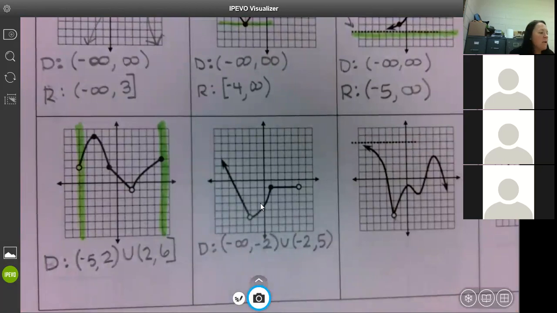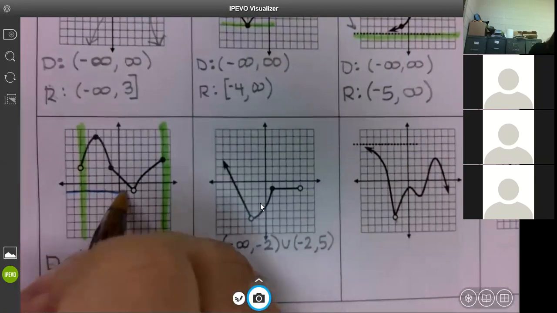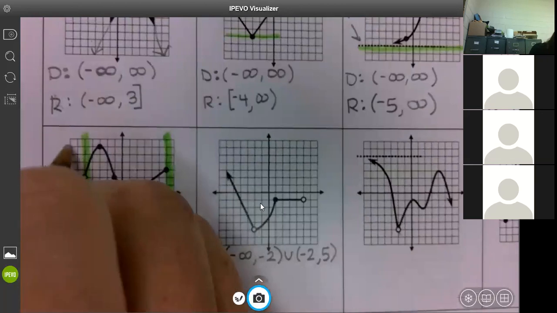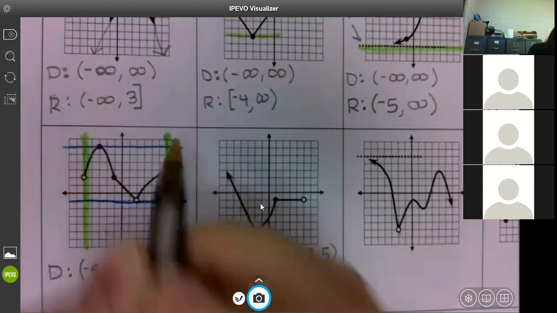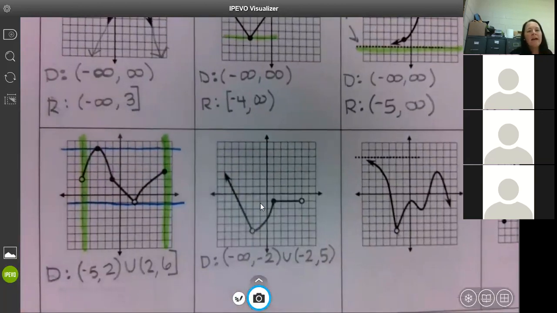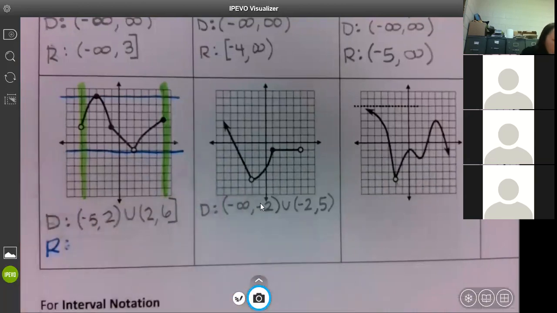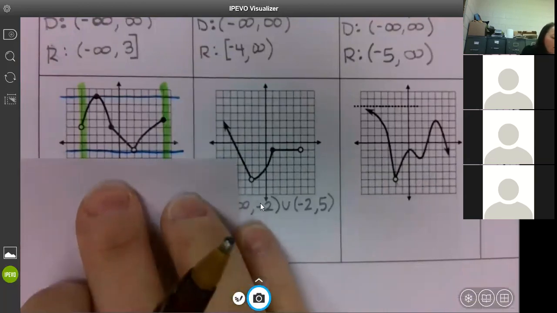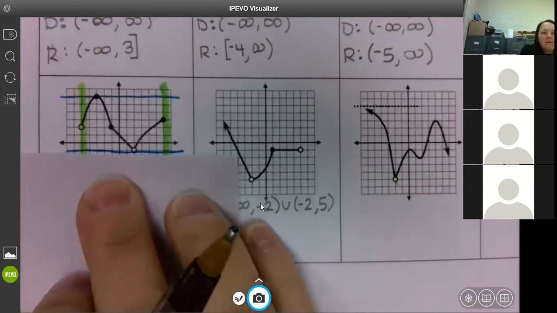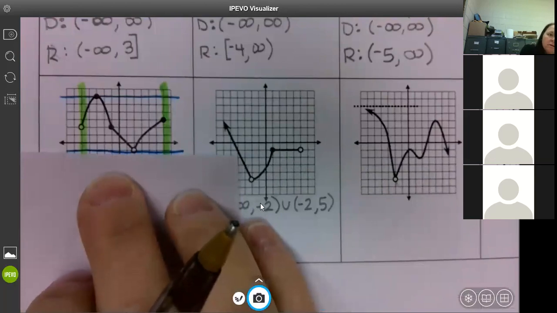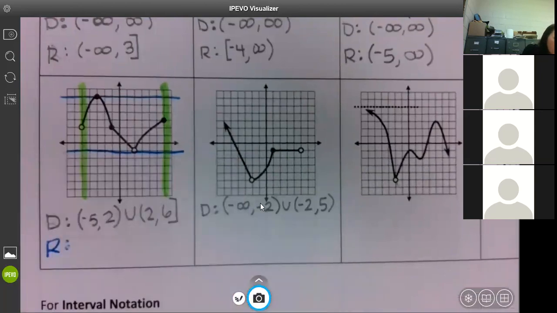All right, so now we're gonna go range. Range is how low, so I'm gonna do it in blue. How low to how high. Be careful because this is where the arrows may throw you off. So we'll start with this one that doesn't have any arrows. So let's look at our range. What is the lowest point that you have on the y-axis? -1. Is it open or closed? Open. So you use a parenthesis, -1.